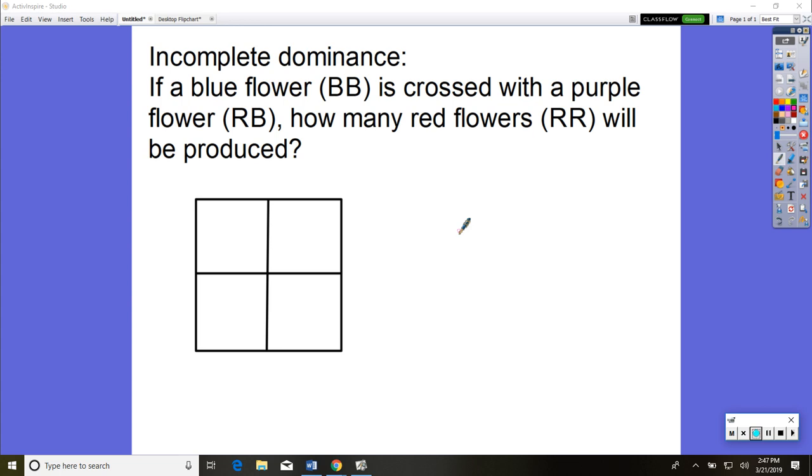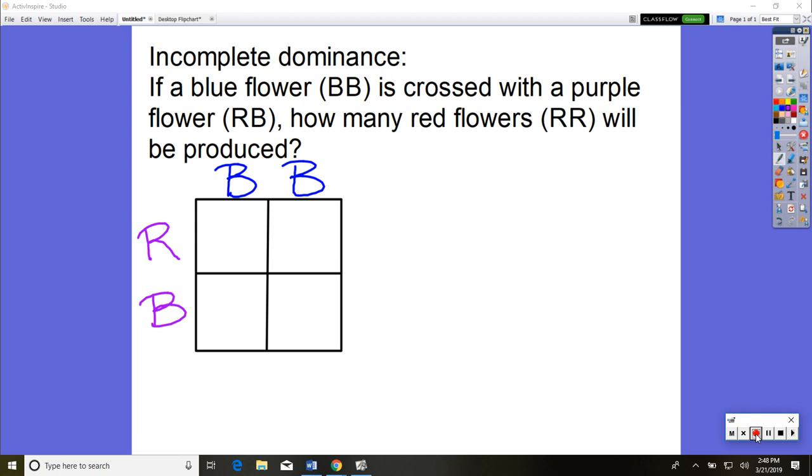We have: if a blue flower, which is BB, is crossed with a purple flower, which is RB, how many red flowers will be produced? And it tells you that red flowers are RR. So we know that this is incomplete dominance because we have the blending, the blue flower versus the red flower, and when both alleles are present, we get purple, which is that in between, that mixing or blending of the first two alleles. So the first thing we want to do is add the letters into the Punnett square.